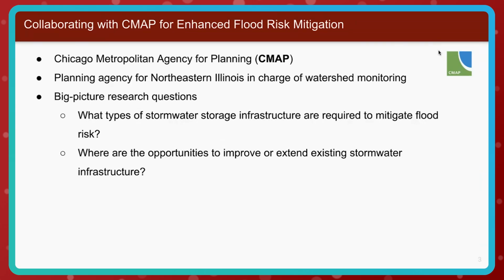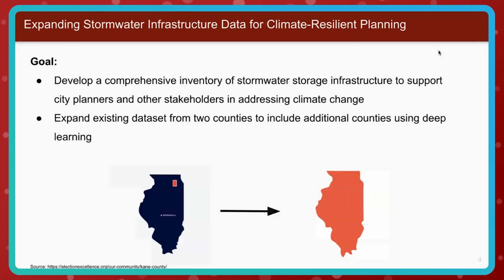Together, we aim at solving the following big-picture questions. What type of stormwater storage infrastructure are required to mitigate flood risk, and where are the opportunities to improve or extend existing stormwater infrastructure? More specifically, our primary goal is to develop a comprehensive inventory of stormwater storage infrastructures. By doing so, we can provide city planners and other stakeholders with a valuable resource for addressing climate change.